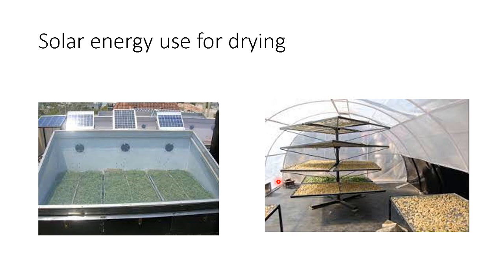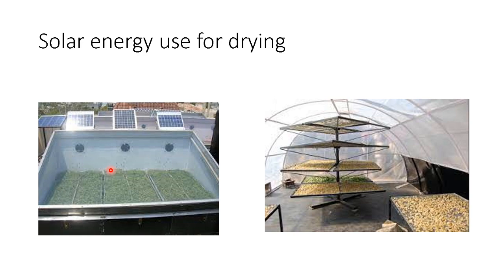So how it is working: the rays enter the cabinet through the solar collector and are converted into heat, increasing the temperature. The heat energy is transferred into the cabinet, and that heat energy is useful for drying the food. So we can say it is a natural and conventional process.